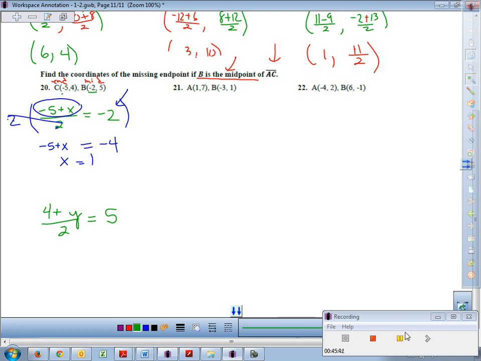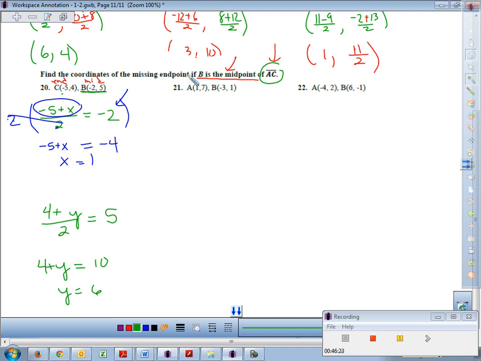Pause the video, get that done. So we should get y equals 6, but we're not finished. They want us to find the coordinate of the missing endpoint. We need to write it as an ordered pair. And what's the name of this point? We got B already. B's at negative 2, 5.